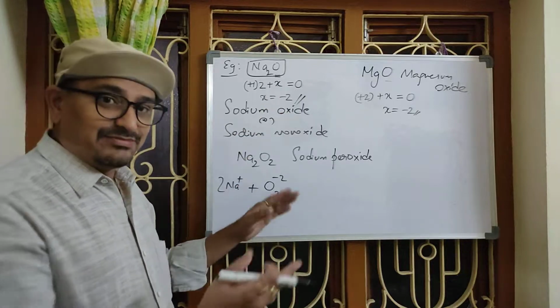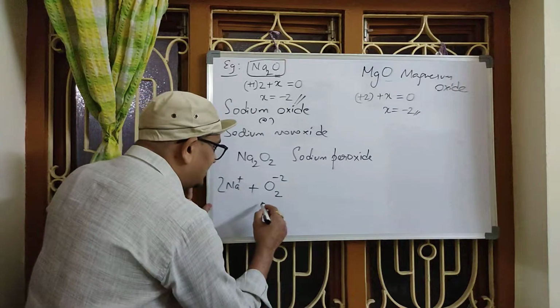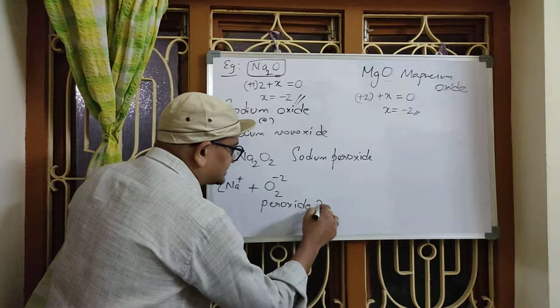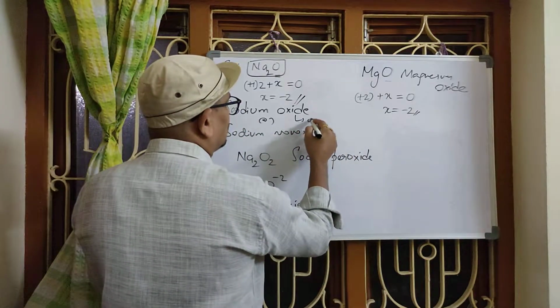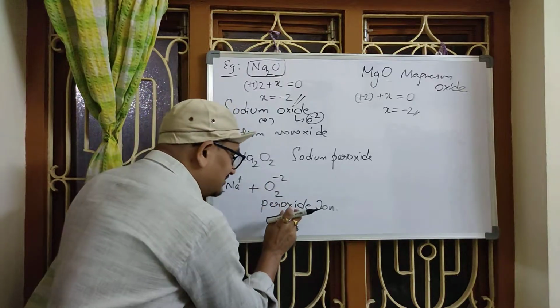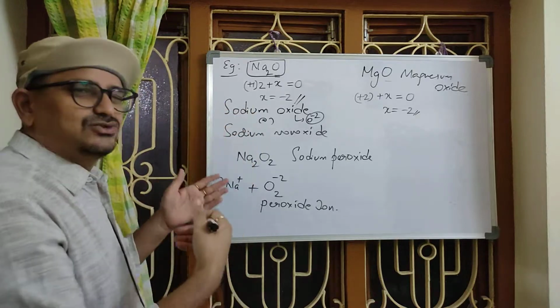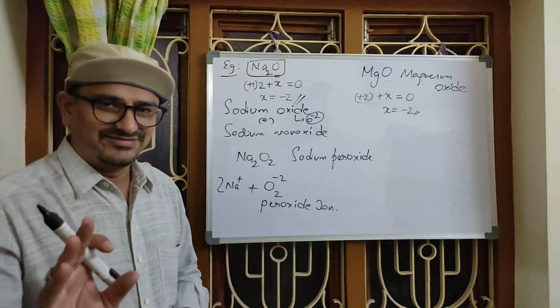In the rules, on the previous slide, I had specified this O2 power -2 as what? Peroxide ion. Oxide ion means what? Oxide ion means O power -2, I had given. O2 power -2 means peroxide. You have to remember all these things. See, by going through these rules several times, one can easily remember. You need not worry. Understood?